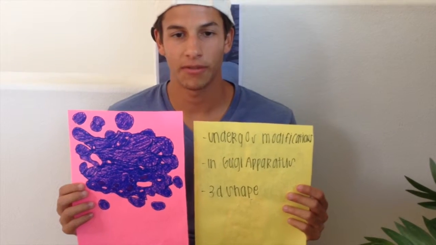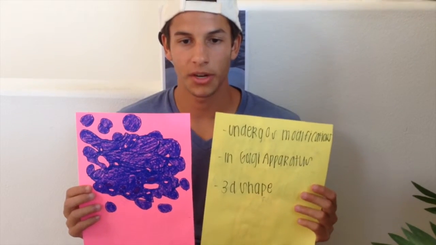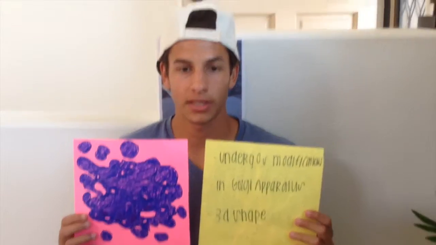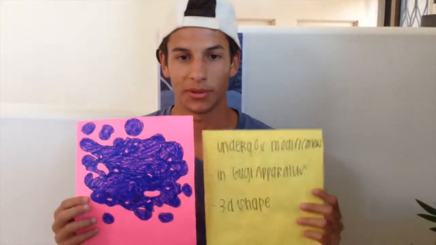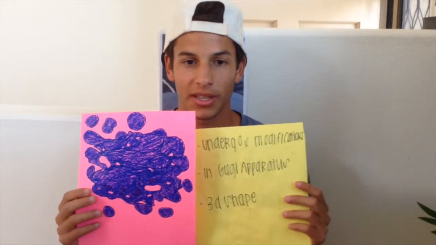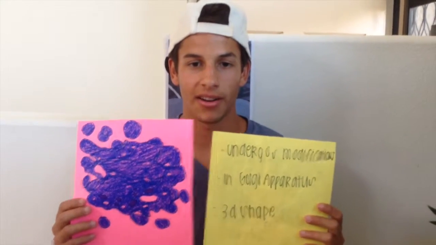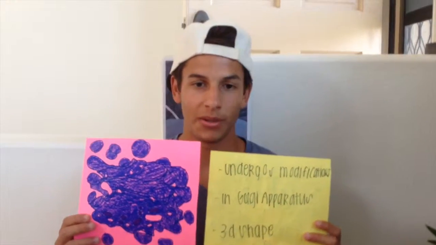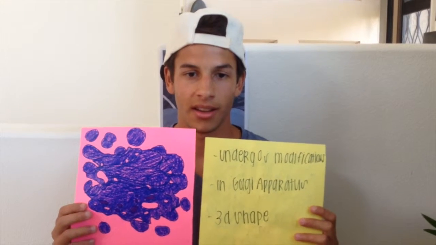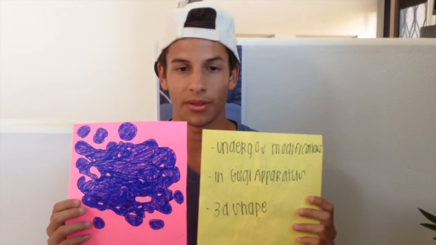After translation, the polypeptide chains undergo modifications, which takes place in the Golgi apparatus. Sugars, lipids, and phosphates are added onto some amino acids. Proteins may also be modified in ways that affect their 3-dimensional shape.